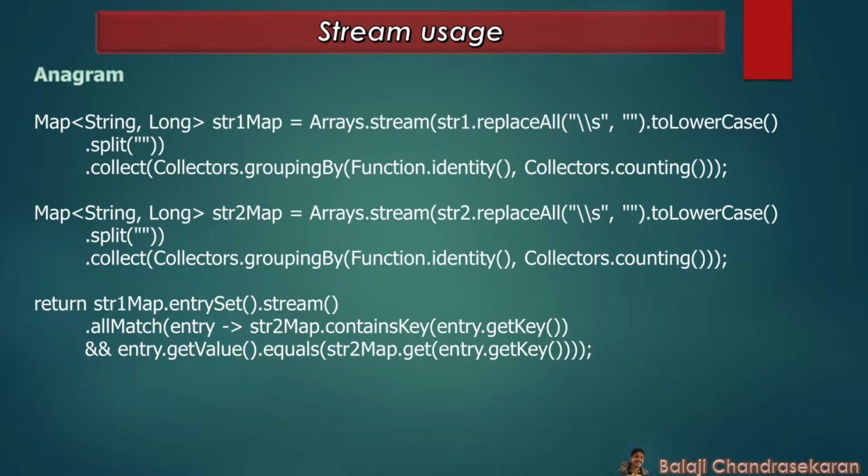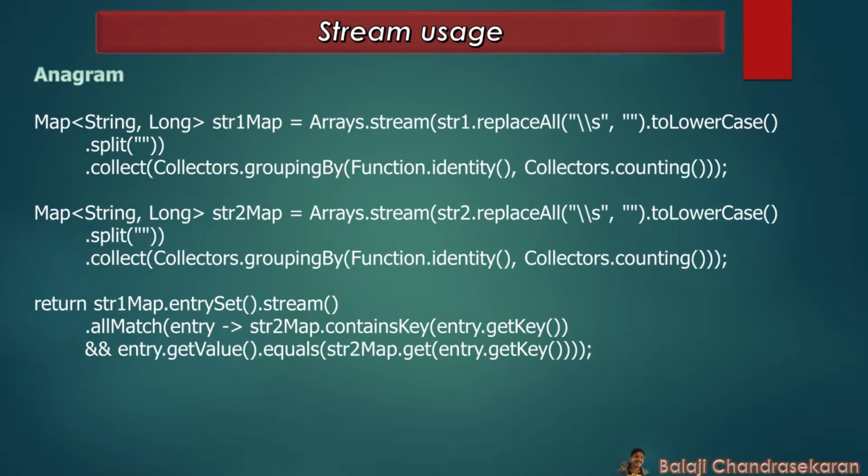I created a map where the keys are the individual characters from string 1, by removing the white spaces first and converting into lowercase, and the values are the counts of occurrences of each character. Similarly, in the same way, I created a map for str2.